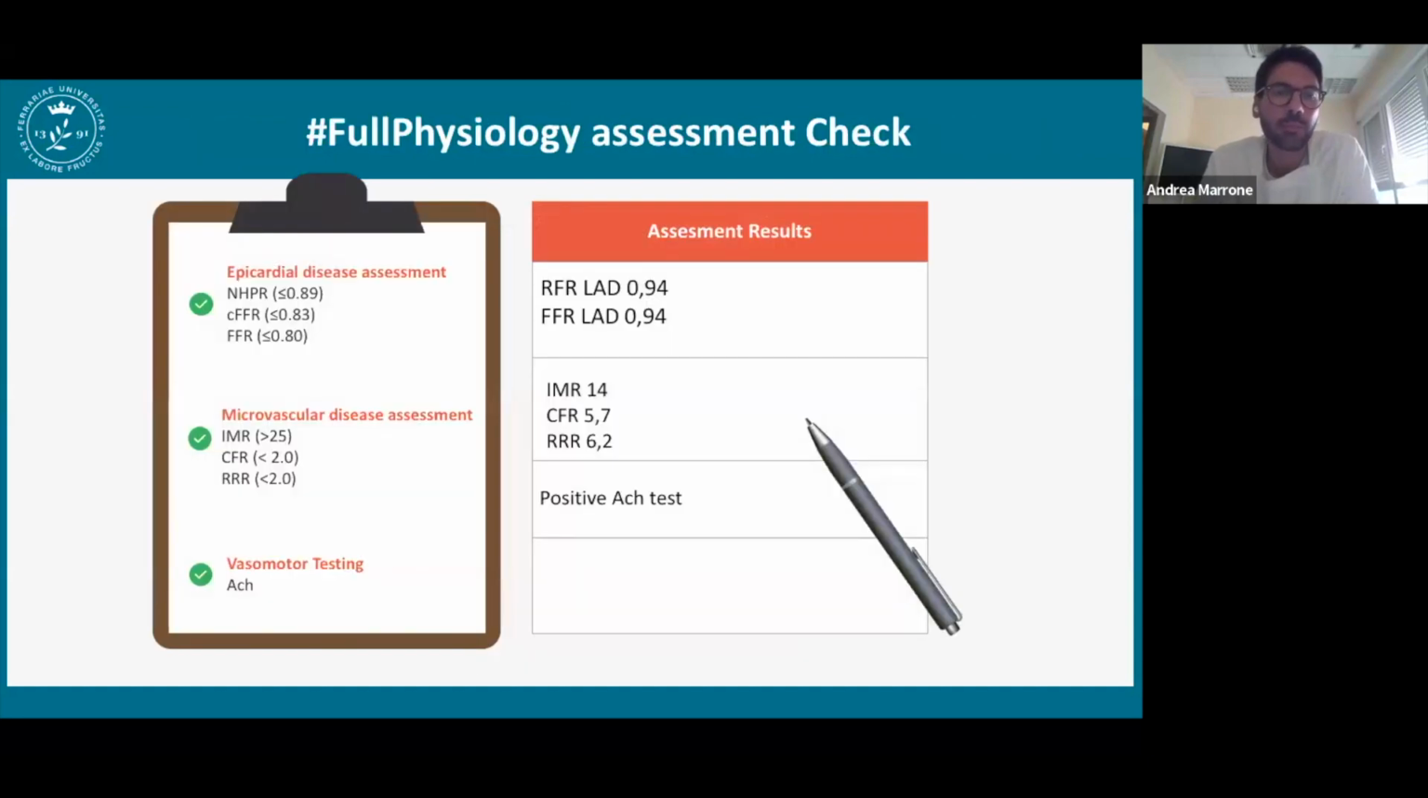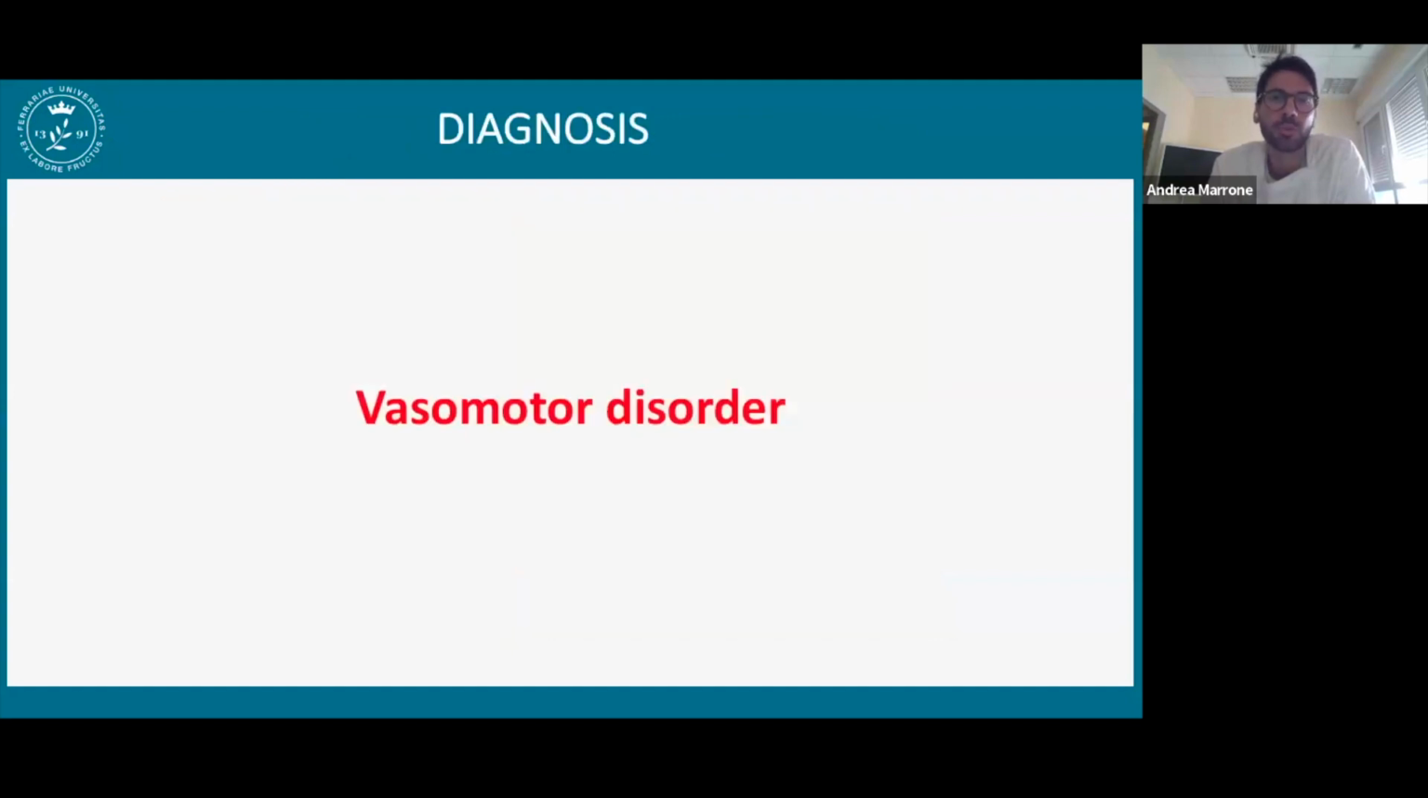So if you want to make a brief recap, the RFR and FFR assessed the epicardial vessel with both negative values, so we excluded the epicardial disease. In the same way, the IMR and the CFR excluded the microvascular dysfunction with 2 negative values. But the intracoronary acetylcholine test revealed a vasospasm of the epicardial vessel and especially of the LAD. And so, of course, thanks to all this data, we were able to achieve a correct diagnosis, understanding the right pathophysiological mechanism that was underlying our patient's symptoms. And of course, we were dealing with vasomotor disorder of the LAD.